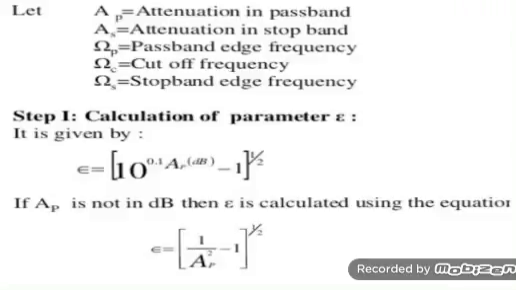It is given by epsilon equal to square root of 10 raised to the power 0.1 AP, in terms of dB, minus 1. If AP is not in dB, then epsilon is calculated using the equation epsilon equal to square root of 1 by AP squared minus 1.